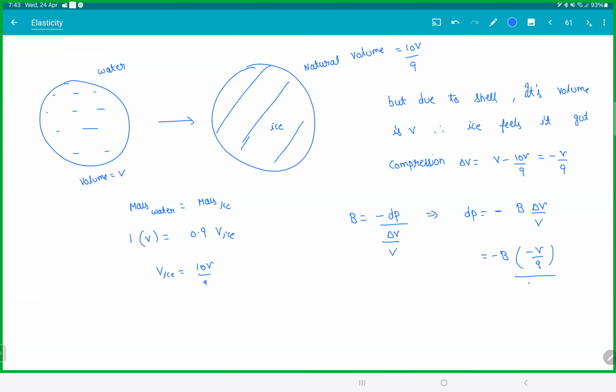What is the volume? V is not V anymore. V is 10V by 9, isn't it? This is your natural volume. That's what you have to be careful about. 9 will cancel. You end up with V by 10. Most people goof up this part. They think the natural volume is V.